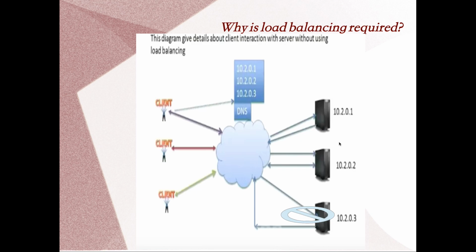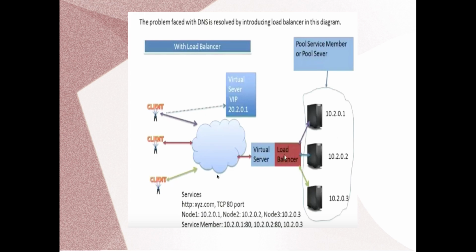Now let us see what happens when you employ a load balancer. When we employ a load balancer, all the requests generated by our clients are sent to a virtual server. Say over here in this example, the address of the virtual server is 20.2.0.1. All the requests are sent to this virtual server first. This virtual server is connected to a load balancer.